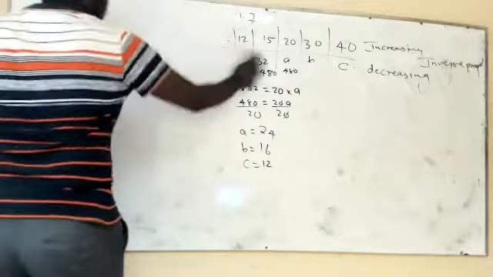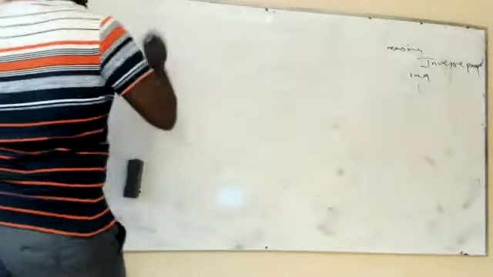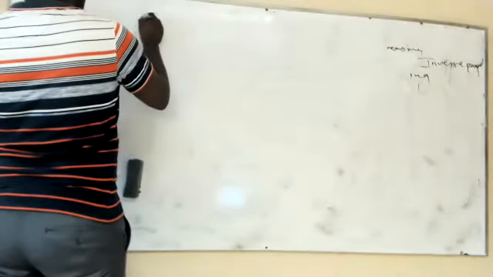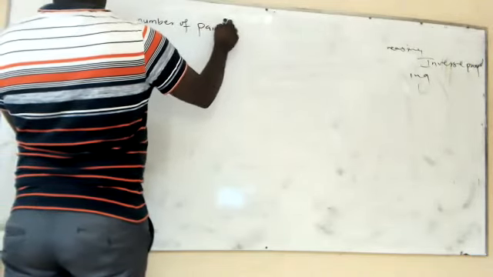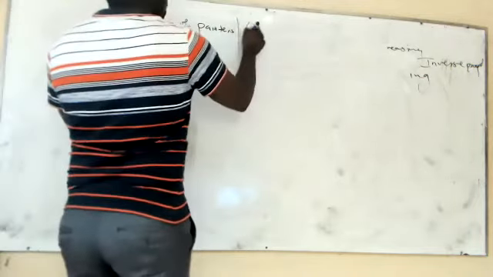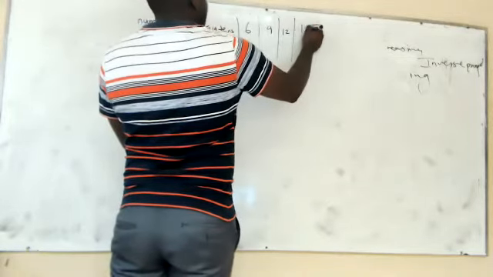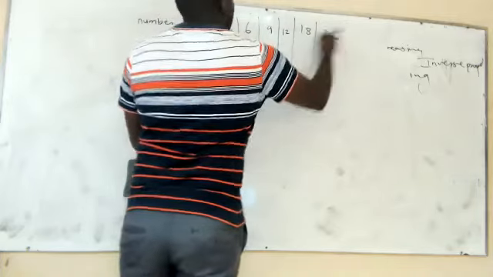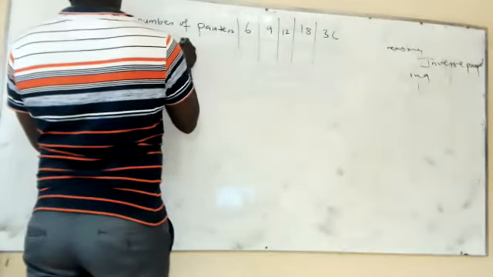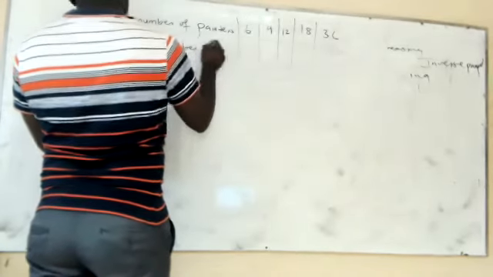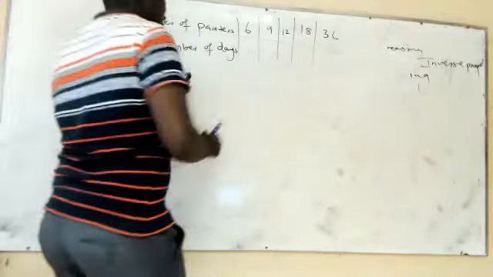So let me wrap what we have here. In this question, we are given the number of painters. So number of painters, we have 6, 9, 12, 18, 36. And then the number of days. I believe these are the number of days these people are going to take to paint.